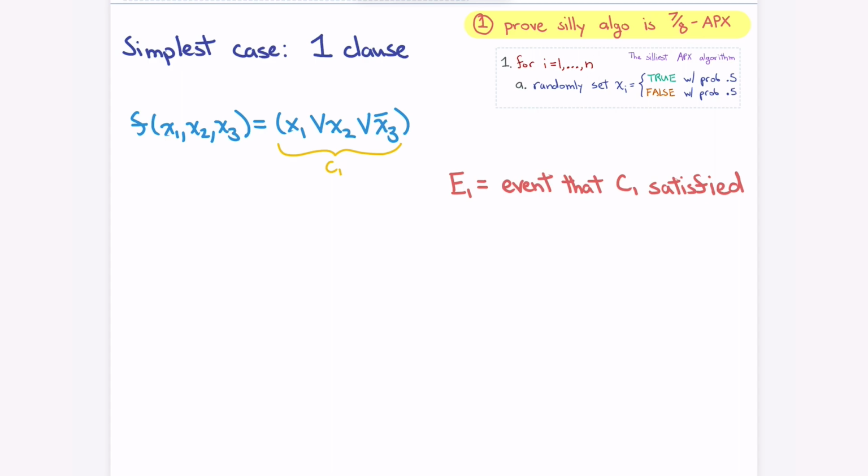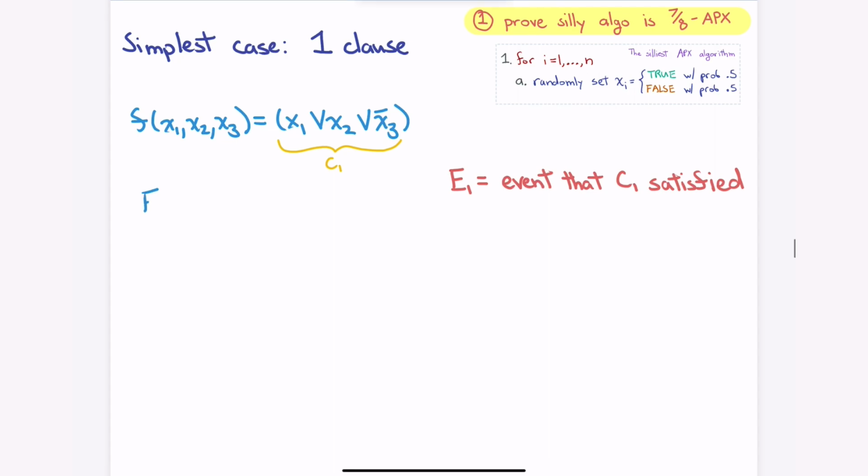Here's a formula with one clause, and suppose I assign x1, x2, x3 to be true or false uniformly at random by flipping coins. What is the probability that I satisfy this clause? Or maybe let me reframe it: what is the probability that I don't satisfy this clause? 1/8. So x1 has to flip tails, x2 has to flip tails, x3 has to flip heads. So the expected value of the number satisfied is that there's one clause that's satisfied 7/8 of the time. Okay, good.